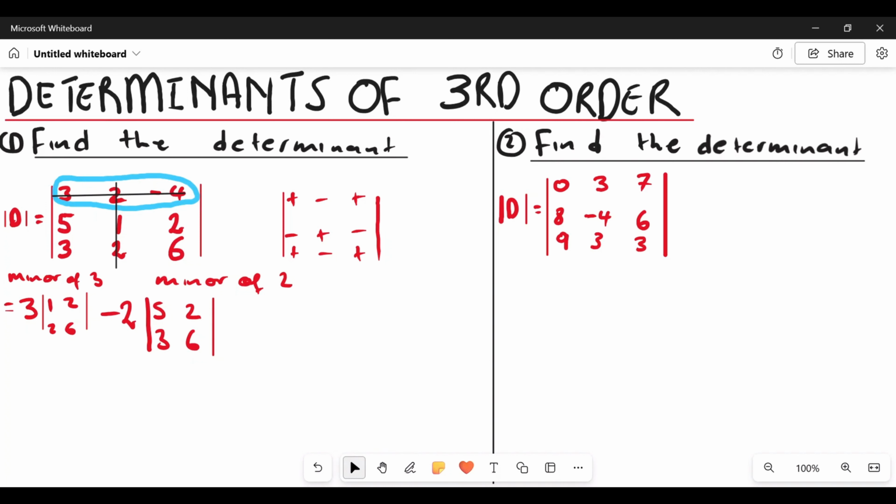Let's do the last entry. Let's do the minor of negative 4. Now let's look at the cofactor signs here. For the last one, it's going to be positive there. But when you look at our entry, it's going to be negative 4. Let us not forget that the row and the column where negative 4 is are being cancelled. So we're going to be left with 5, 1, 3, and 2. There we go. So we continue from here.